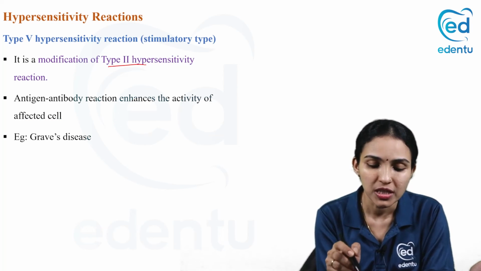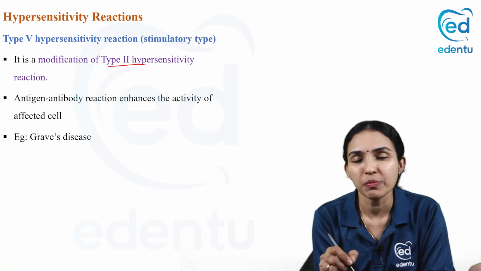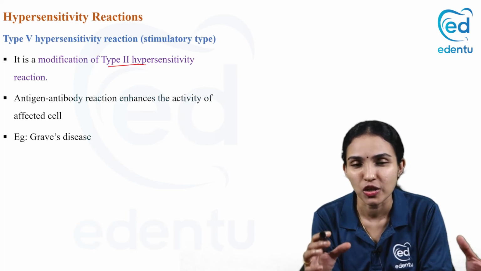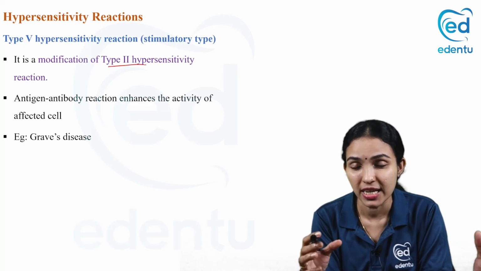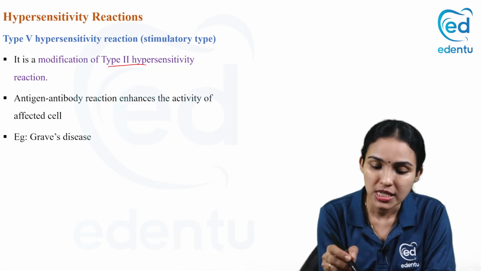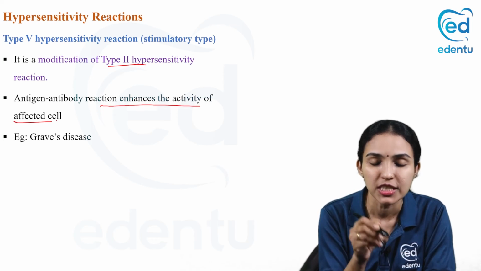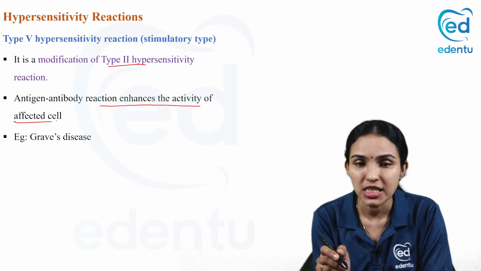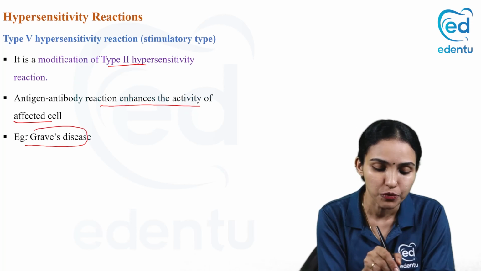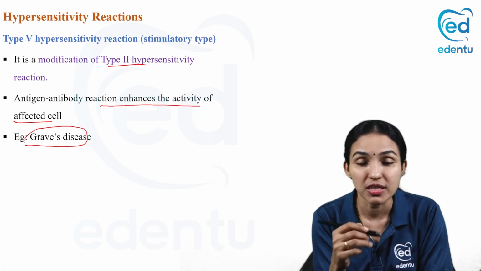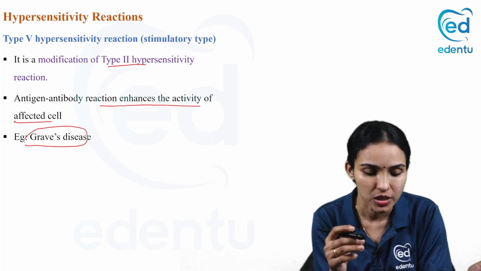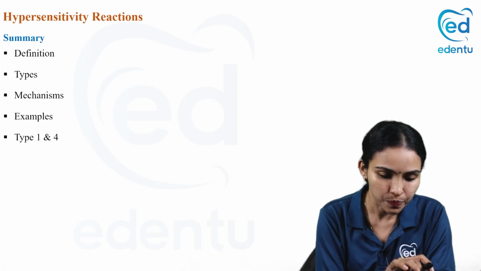That's not that important. In type 2, what happens is an antigen antibody reaction, an antibody binding to an antigen on the surface of a cell, causes cell lysis or cell destruction. That is type 2, cytotoxic. But instead of causing cell lysis, if it enhances the activity of the affected cell, you call it a type 5 reaction. This is very rare. The only condition where we commonly say it's a type 5 reaction is Graves' disease, where there is increased production of thyroid hormones as a result of the antibody binding to the thyroid cells. So that is type 5.